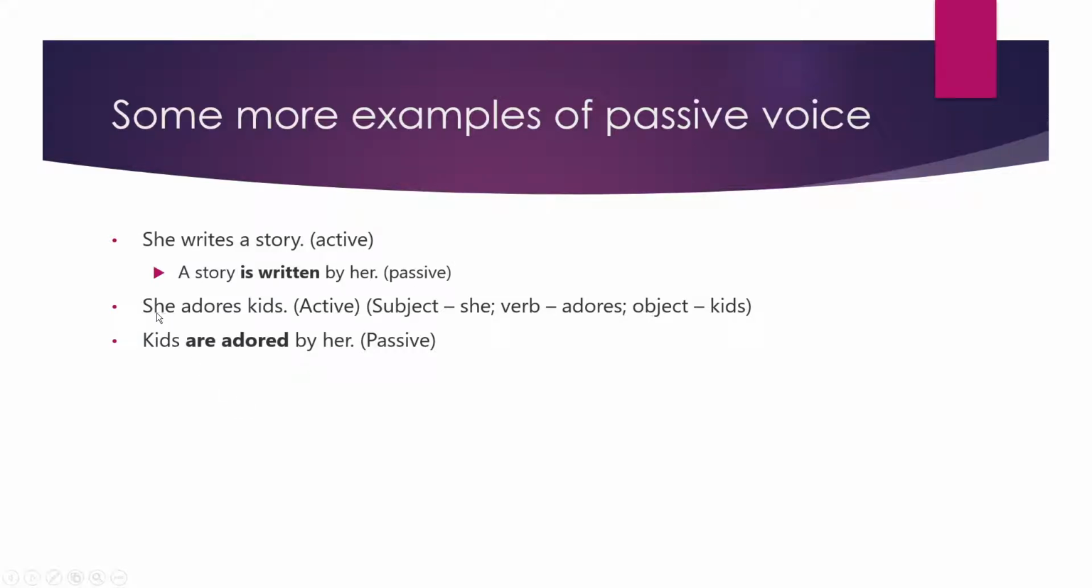Here's another example. She adores kids. So the active here, subject she, verb adores, object kids. We switch it to passive, kids, the object in here becomes the subject. Kids are adored, because remember, is, am, are, past participle of adores is adored. We use by, and she becomes her. Okay?